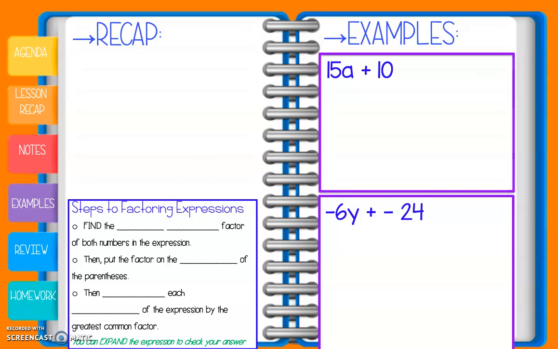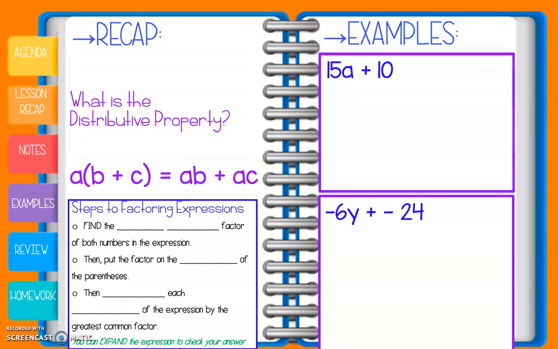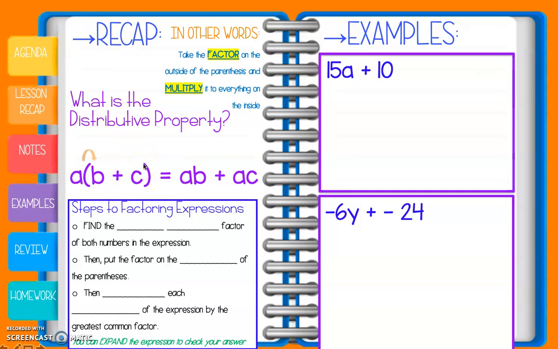All right, guys. Today in class we talked about factoring linear expressions, which is going to be the exact opposite of what we did yesterday when we expanded linear expressions. So yesterday we used the distributive property, and we took this factor that was on the outside and multiplied it to everything on the inside. So A times B gave us AB, A times C gave us AC.